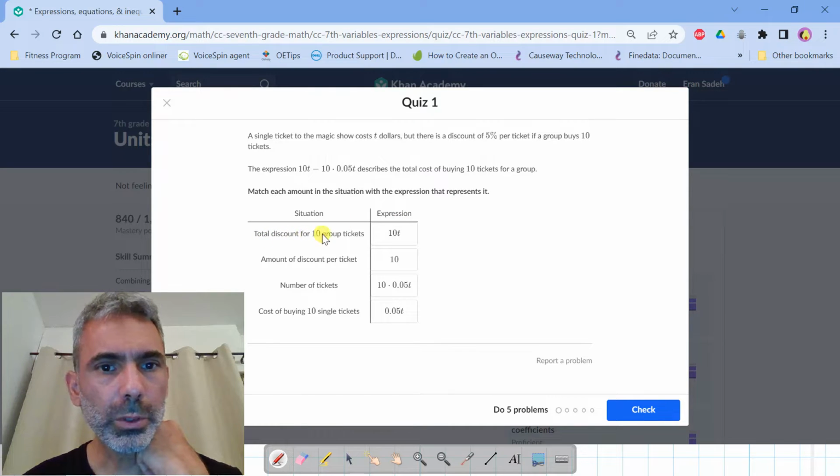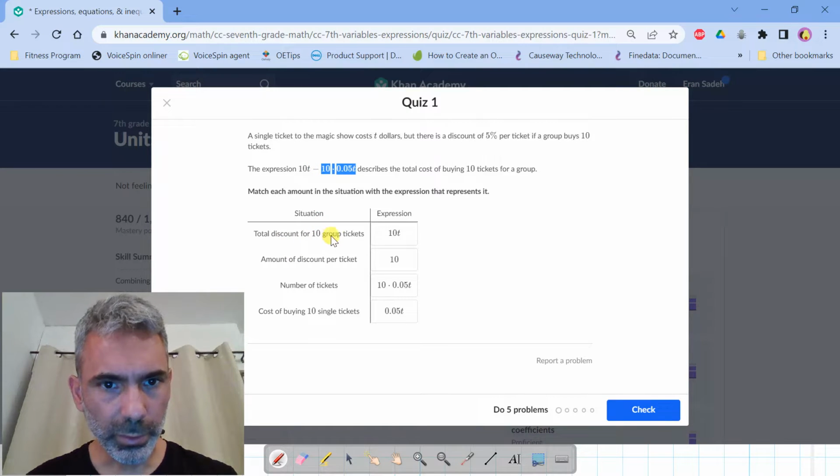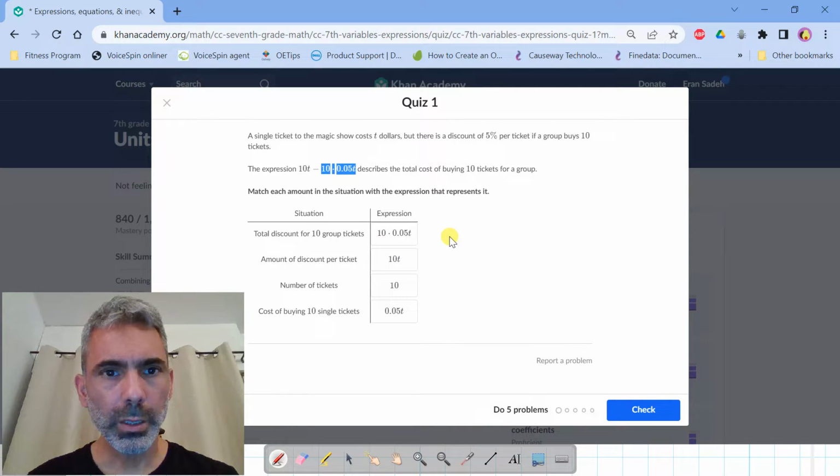Total discount for 10 group tickets. So the total discount for 10 group tickets is this part: 10 times 0.05 times T, because 0.05 times T is the discount per ticket. And when we multiply times 10, it is the total discount for 10 group tickets. So this is the expression that corresponds with this situation.